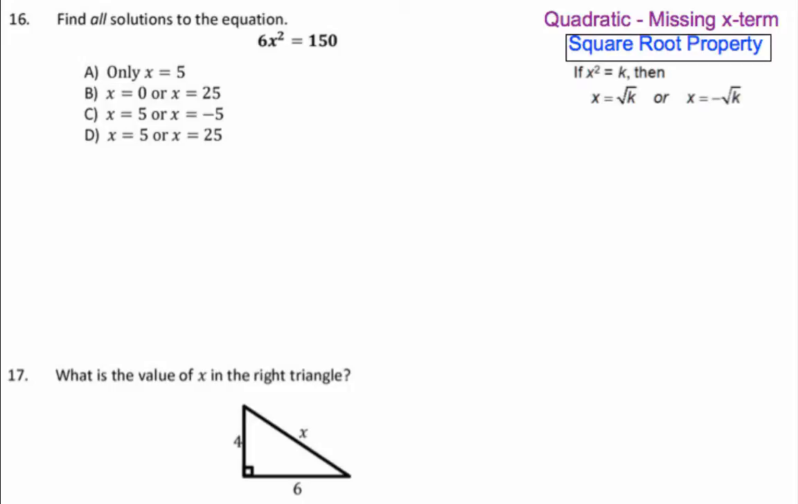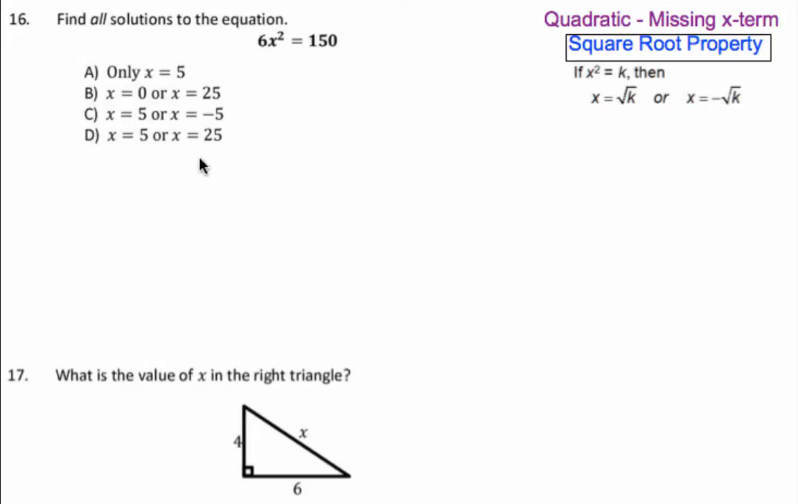We will use what's called the square root property. The square root property is: if x squared equals some number, call it k, then x will equal either the positive square root of k or x will equal the negative square root of k. Now in our equation, we're almost given an equation in the form from which we can use the square root property. The only thing we have that we don't want is 6.